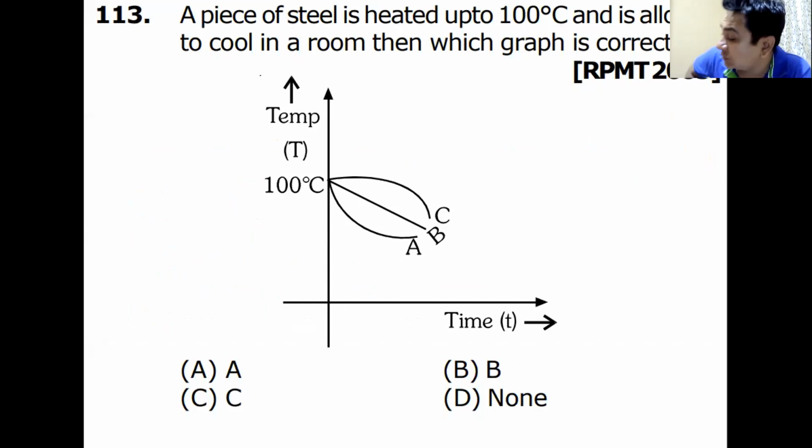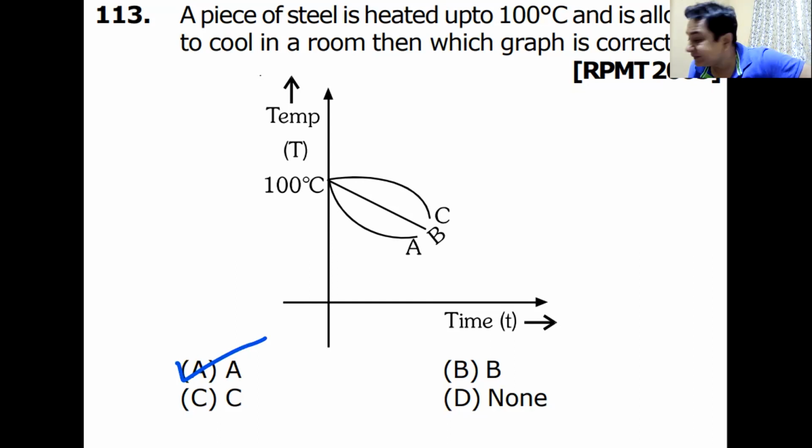RPMT 2005. A piece of steel is heated to 100 degrees Celsius and is allowed to cool in a room. Which of the graph is correct? A, B, C, D, 1, 2, 3, 4. You heat it up, putting on a heater or a burner. Then it will cool down using Newton's law of cooling. So which is the correct option? A, B, C, D. And the answer is A. Yes or no?